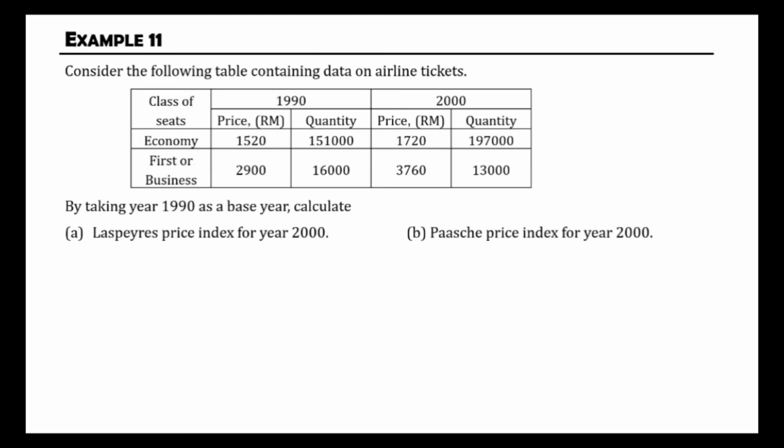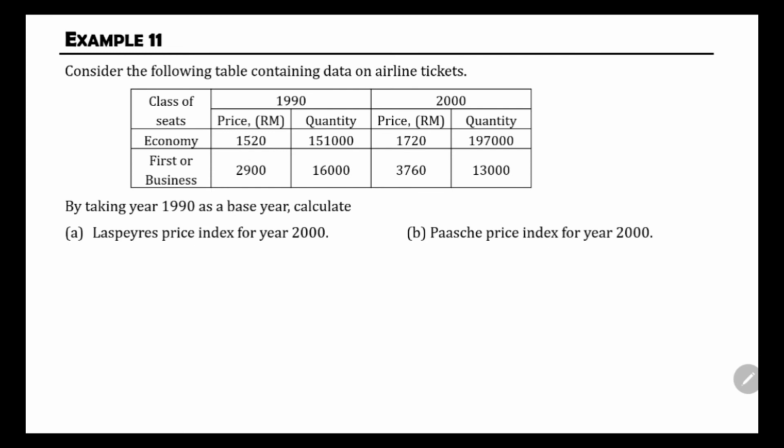Example 11. Consider the following tables containing the data on airline tickets. So we have 1990 and 2000 prices and quantities. By taking year 1990 as the base year, calculate A, last year's price index for year 2000, and B, PAASCHE price index for year 2000.